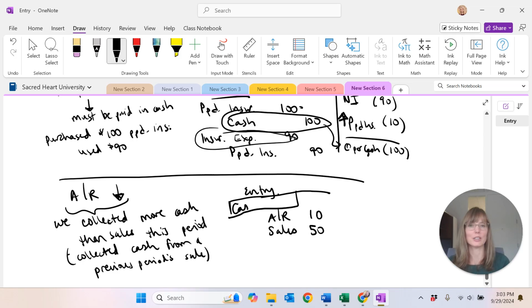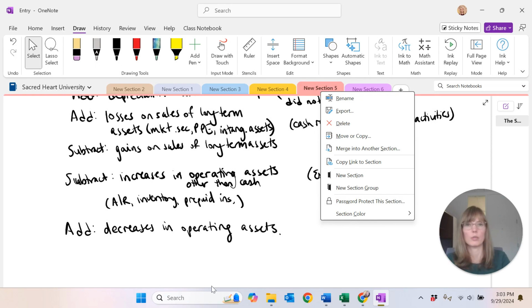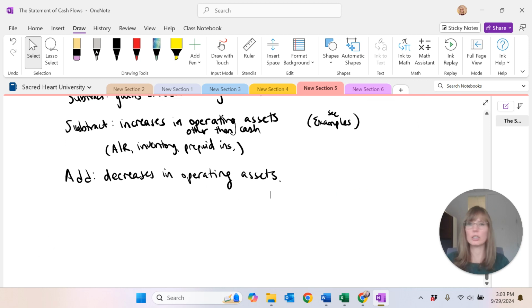And then if we did our reconciliation, in this case, our net income was 50. We know that our operating cash was 60. And how do we get there? We add the decrease in accounts receivable of 10. All right, so we subtracted out increases in operating assets. We added decreases in operating assets. We are going to add increases in operating liabilities.